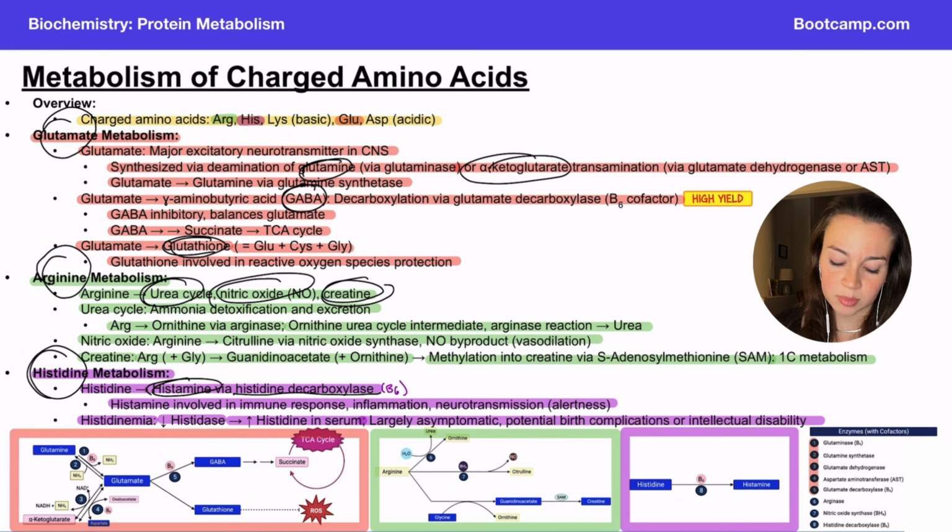There is another enzyme that breaks down histidine called histidase, which I really only mention because there is a disorder called histidinemia where that enzyme is deficient. We get a buildup of histidine in the serum, and that's all we'll say about that.